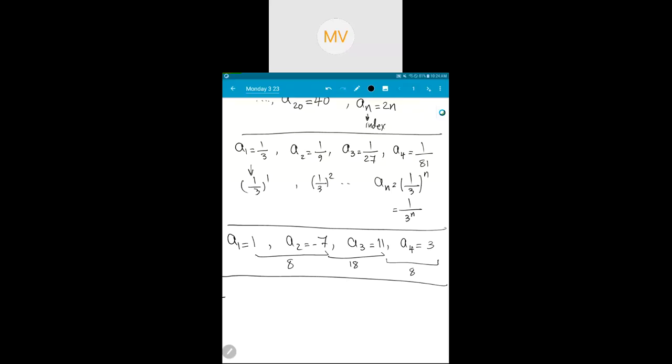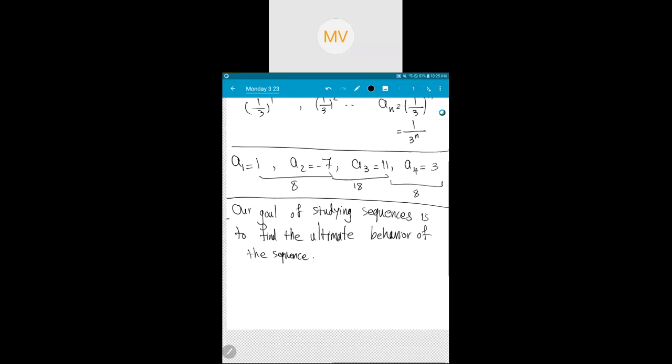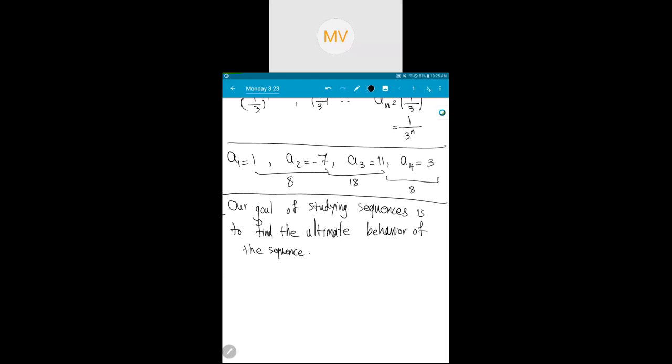So let me write down what our goal is. Our goal of studying sequences is to find the ultimate behavior of this sequence, right? And what does it mean, ultimate behavior? That means an infinite horizon, like eventually what the sequence is approaching.